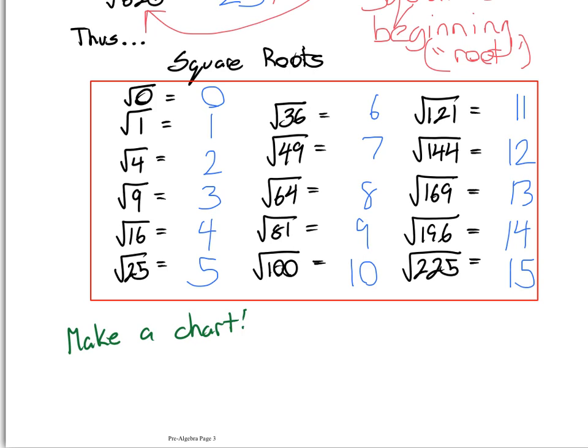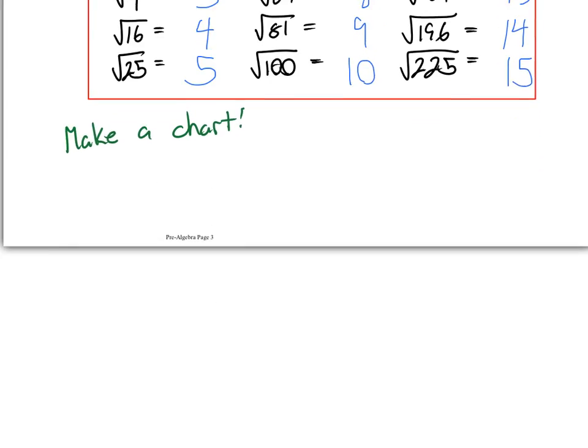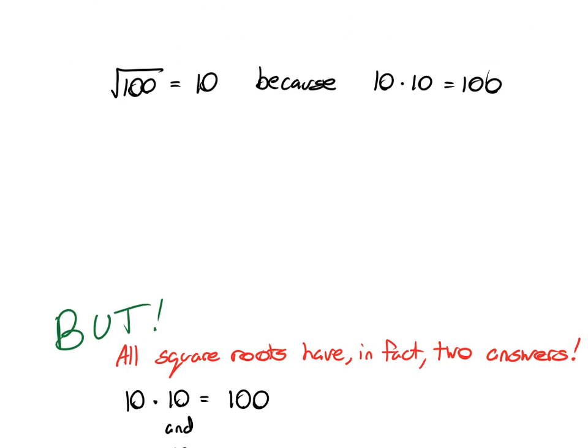However, what I'm about to say may surprise you. This chart right here is not complete. It's almost complete. We have the right numbers, but we're missing particular symbols. What do I mean by that? Well, let's think about something. We know the square root of 100 is 10. And we know this because 10 times 10 is equal to 100.